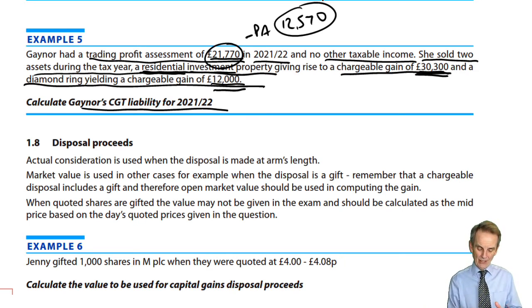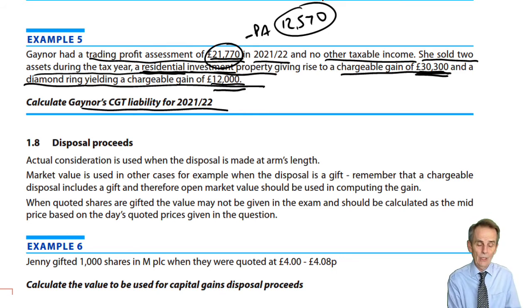But what we have is a situation where we've got two gains, one residential property that is taxable at the higher rates, the other another asset, the diamond ring, taxable at the lower rates. But of course those gains added together is not the amount of taxable gain. We have, as ever, our AEA available. So you now have another question to answer.